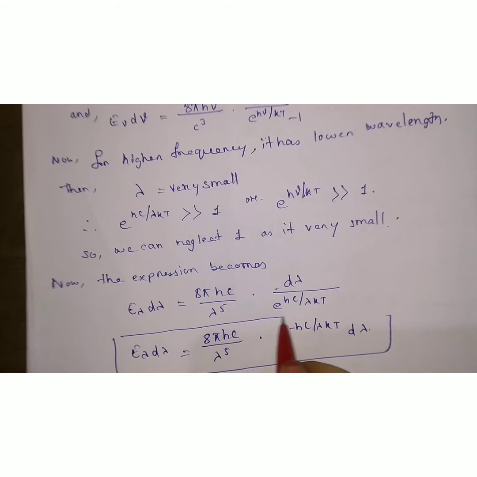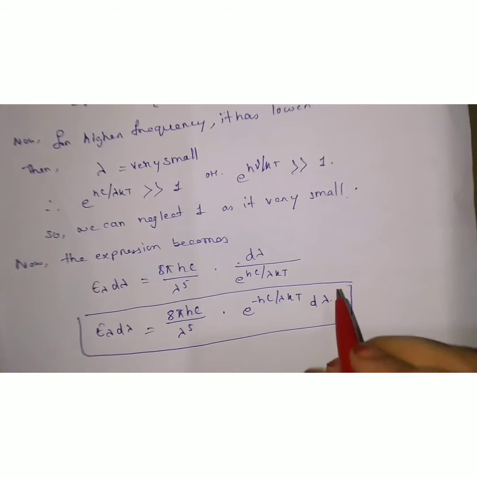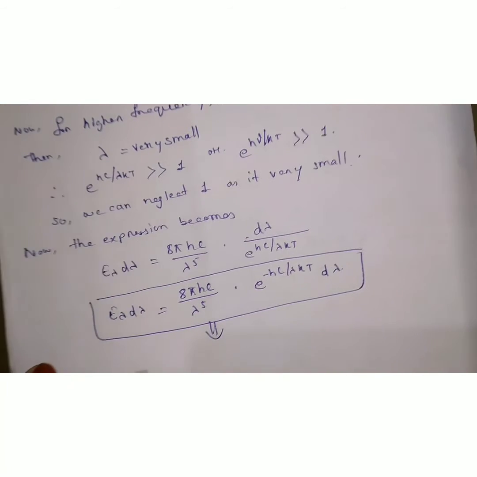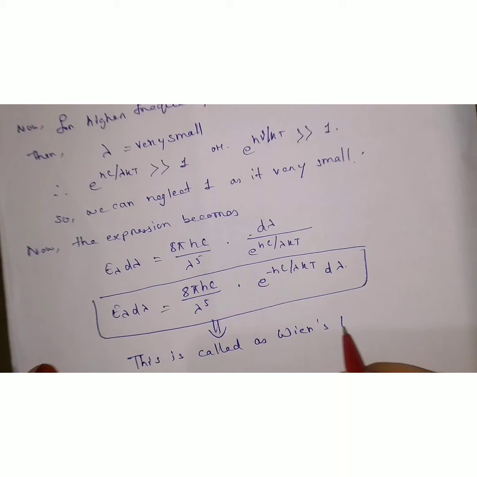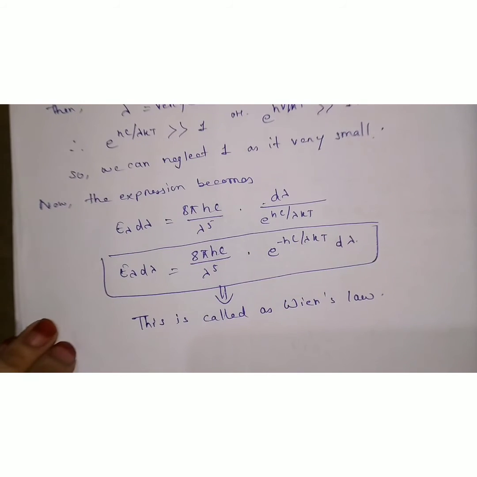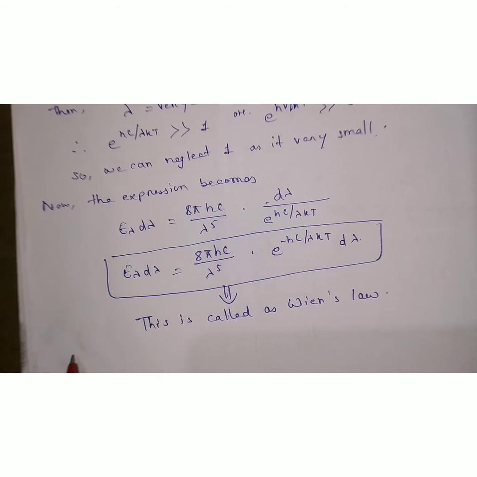This is expressed in terms of wavelength, and this is called Wien's law. This expression is called the Wien's law expression.